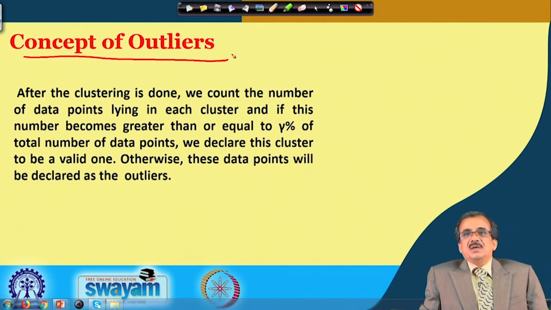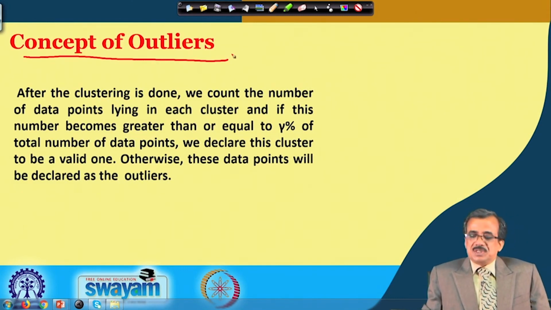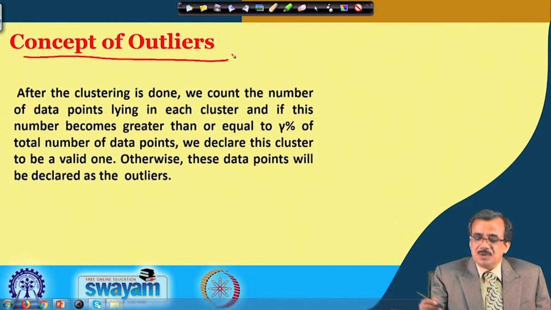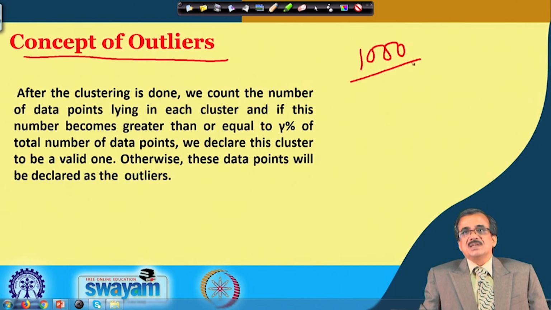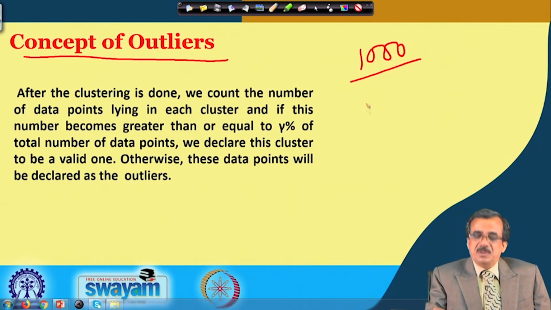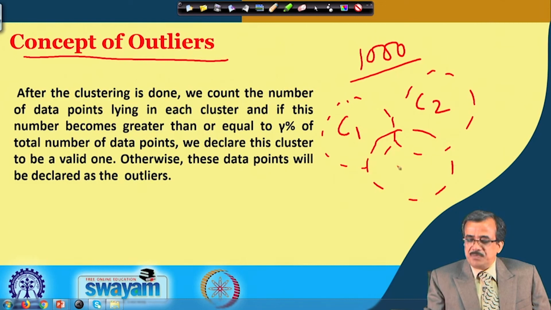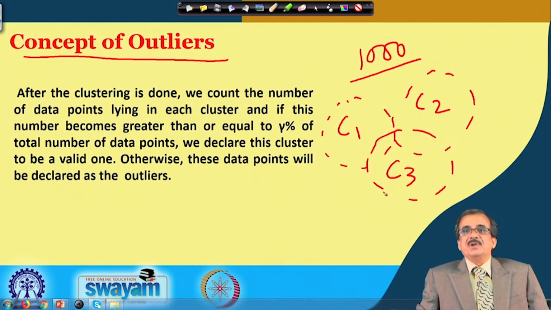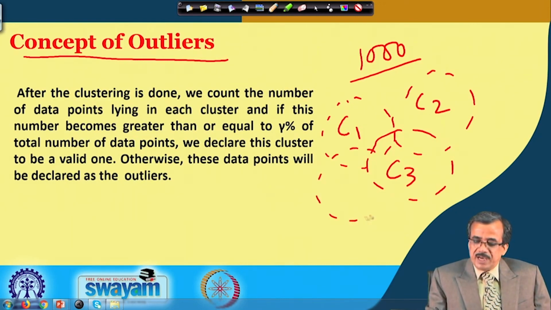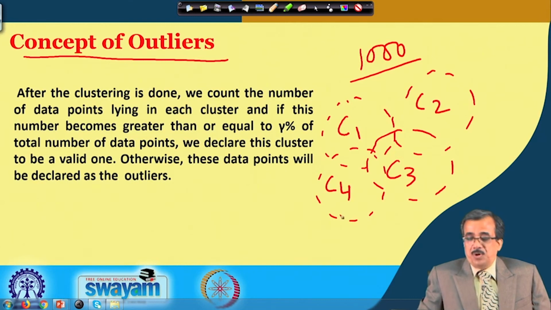Now, supposing that I have 1000 data points, and these 1000 data points have been divided into a few clusters. For example, say this is one cluster, this is another cluster, this is another cluster, this is a fuzzy cluster. So, there could be overlapping also. So, there could be another cluster, say C4.